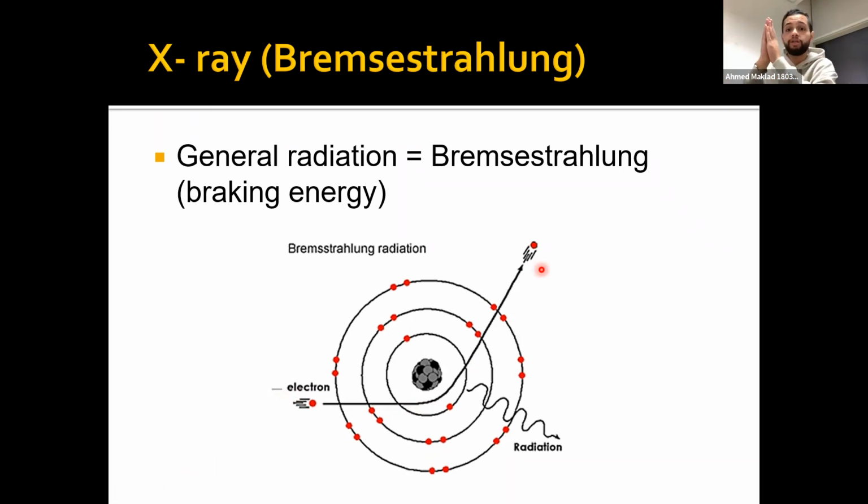And when it changes direction, it loses energy. When it loses energy, it loses the energy in the form of X-rays. So the energy lost because of this change of direction is the general radiation or the general X-rays. All right. And this is what 90% of the X-rays coming off the X-ray tube is, this kind of X-rays.